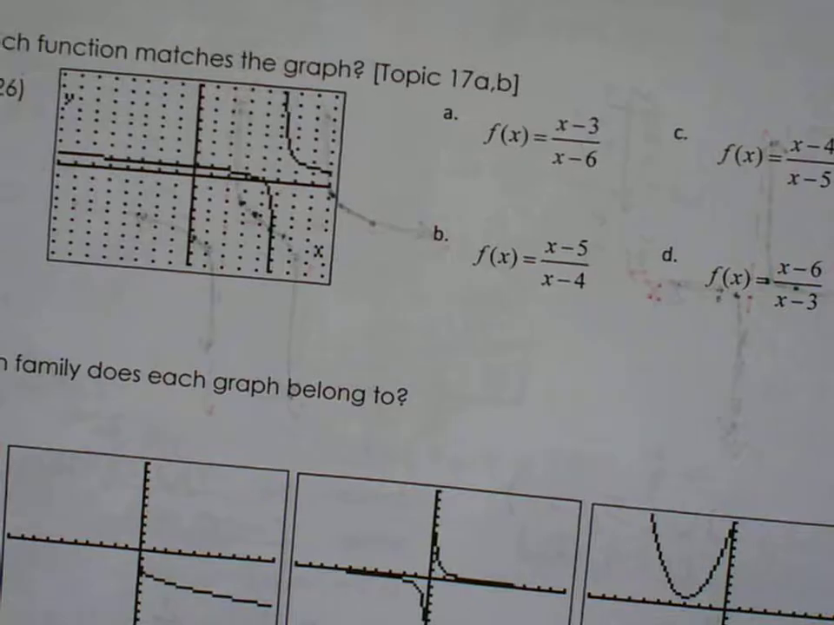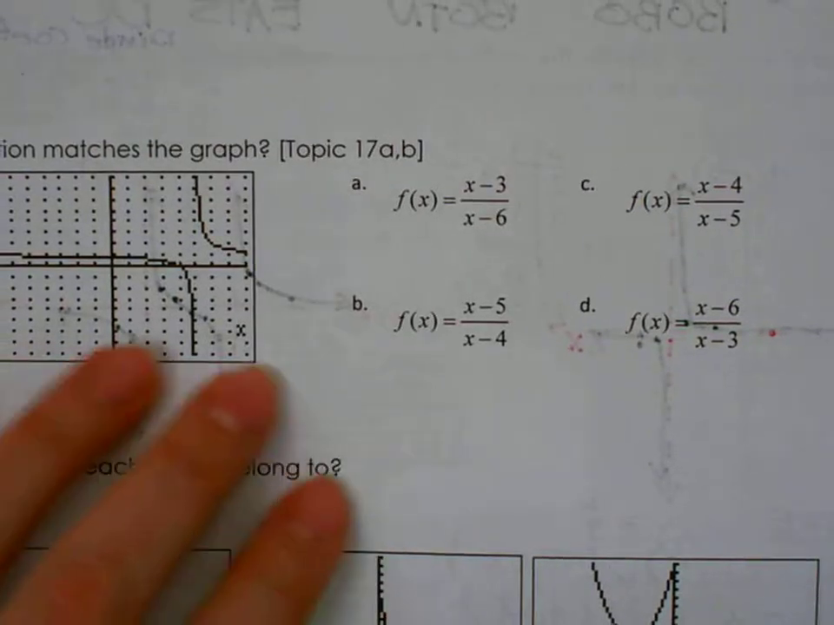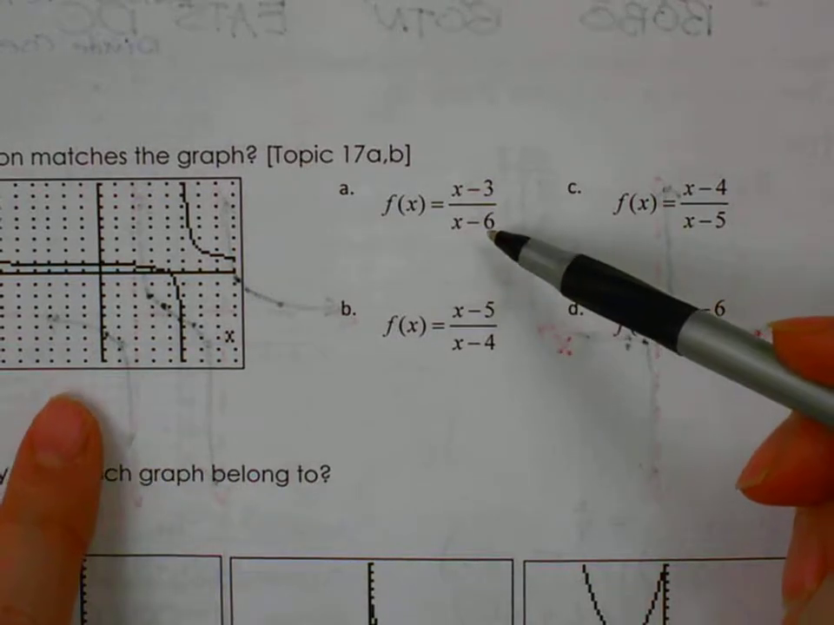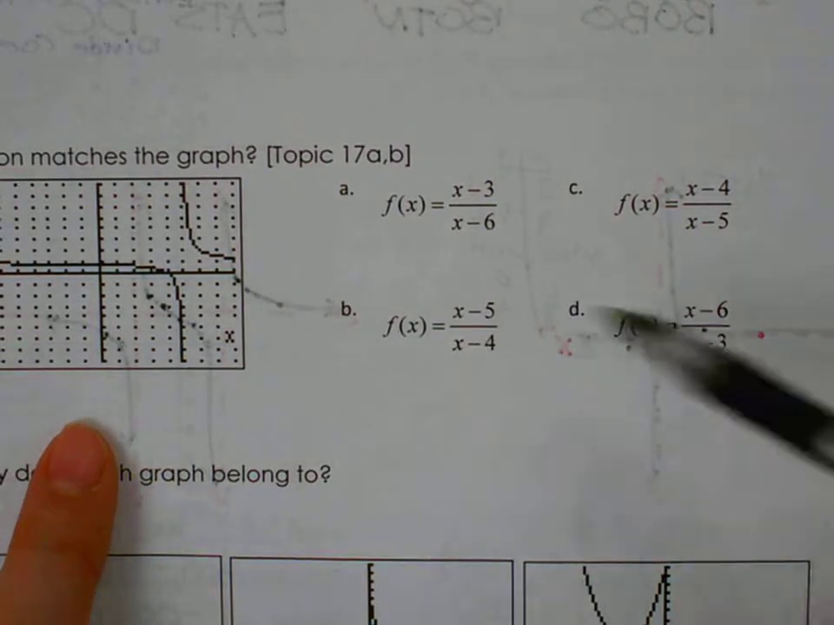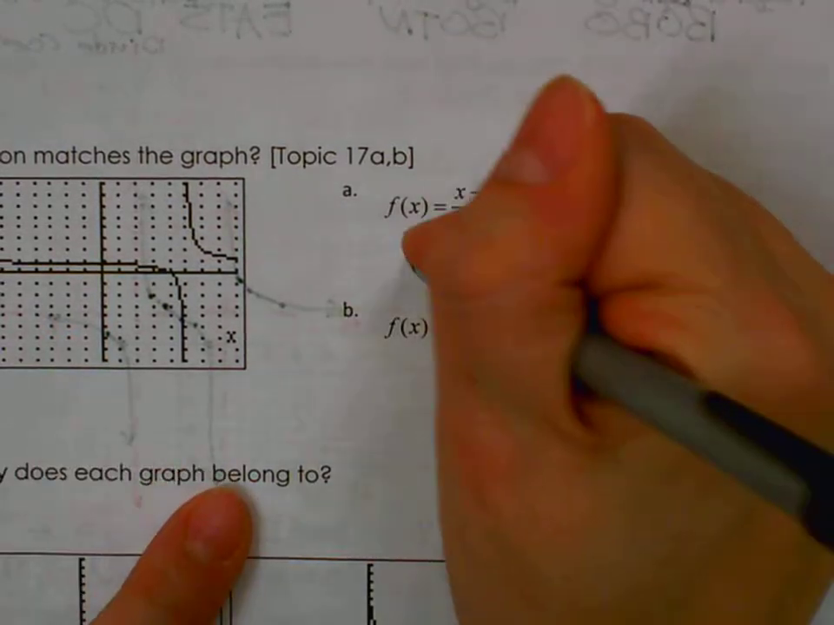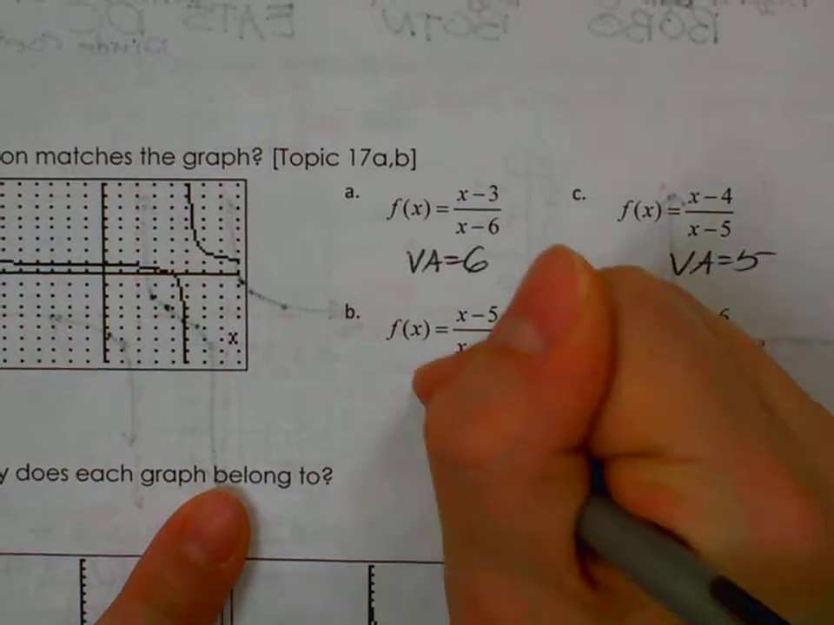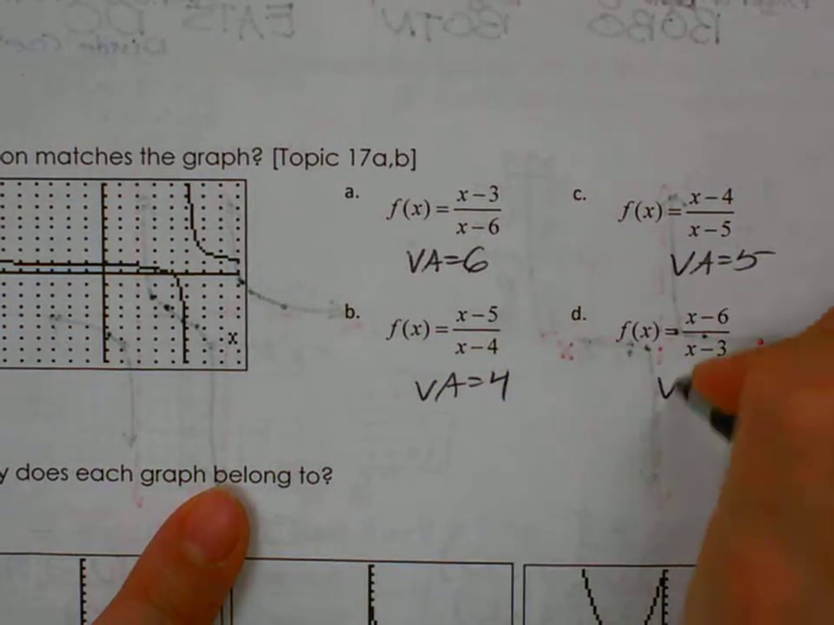So let's look at the back. Which function matches the graph? Okay, so right away, I can see a quick way to do this is look at what your asymptotes would be. This has an asymptote of 6, right? That's what would make this. So this has a vertical asymptote of 6. This has a vertical asymptote of 5, vertical asymptote of 4, vertical asymptote of 3.